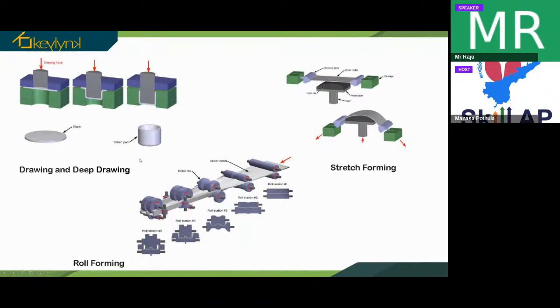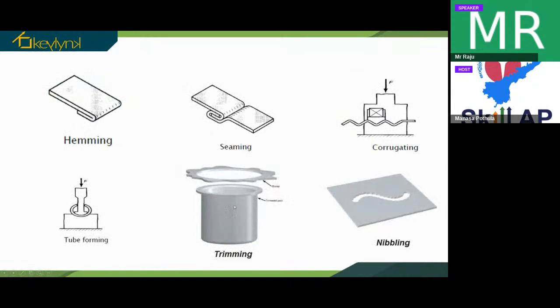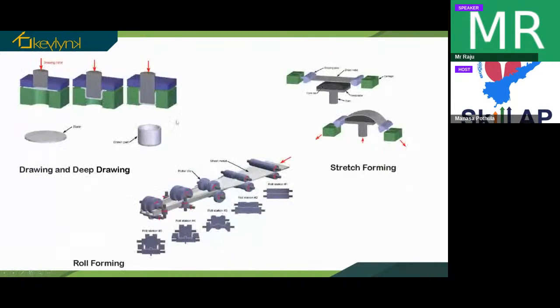And then we have drawing and deep drawing process. As I told here, to prepare a tumbler like this, we use the deep drawing process. What we do is, there will be a blank. The useful part of the sheet metal is placed in between the punch. This is the punch, the ram, and this is the die. See, this will be having a hollowed space here.